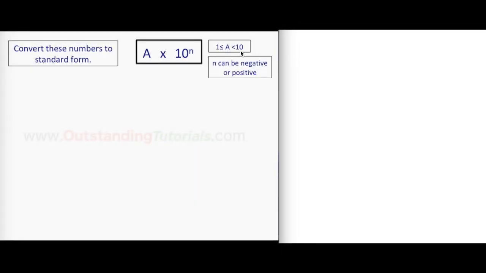Okay, there are the rules written down again for you here. So we're going to use them in the examples. So 120. How would we use 120 and convert this number to standard form?